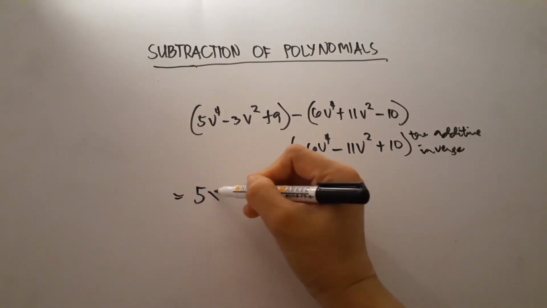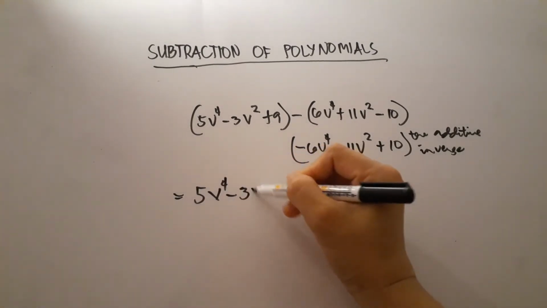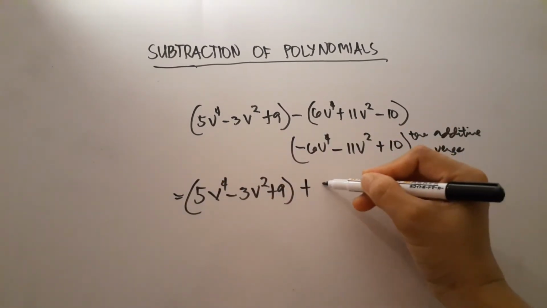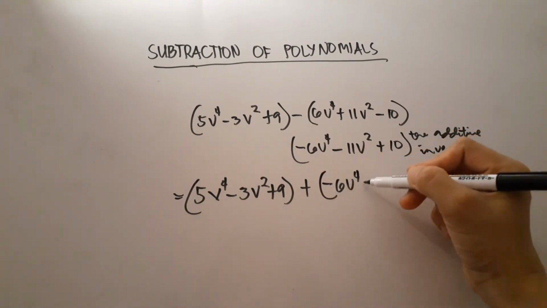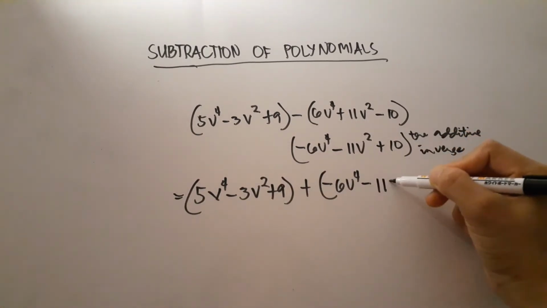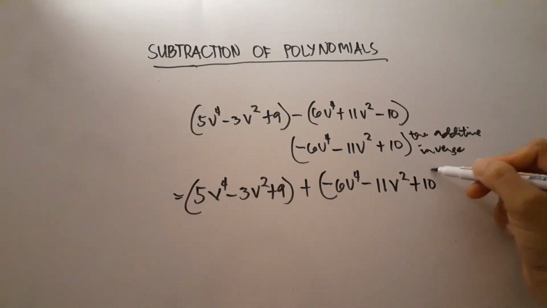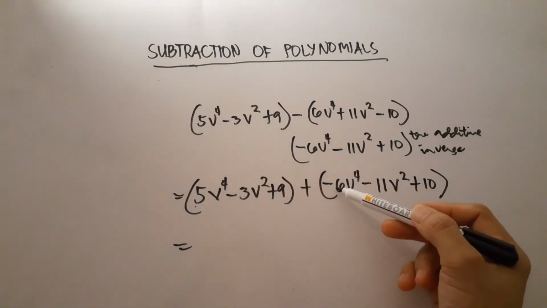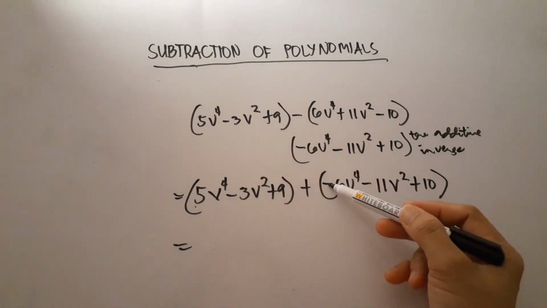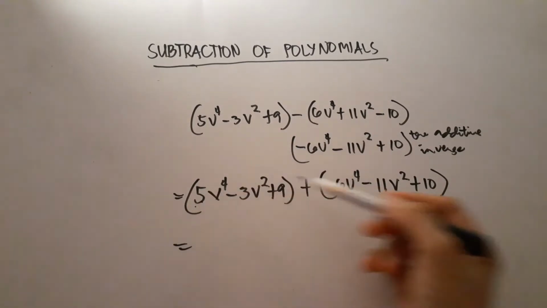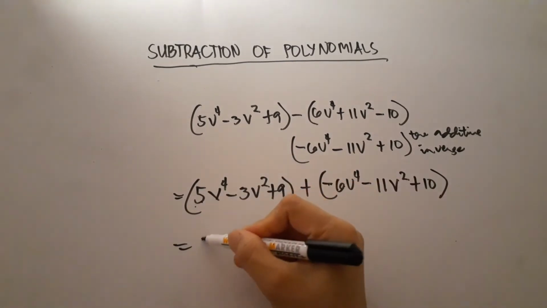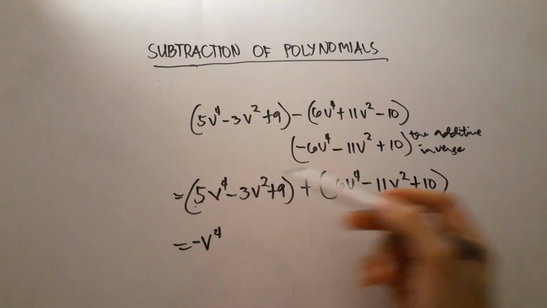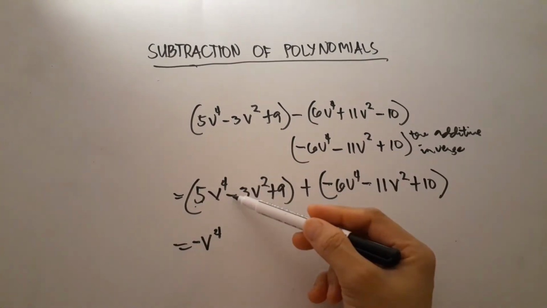and copy the first polynomial, 5b to the fourth, negative 3b squared plus 9 plus the additive inverse, which is negative 6b to the fourth, negative 11b squared plus 10, which is equal to 5 plus negative 6. Since the larger value is 6, we can copy the sign, which is negative. So 6 minus 5 becomes 1. So b to the fourth always has a factor of 1.